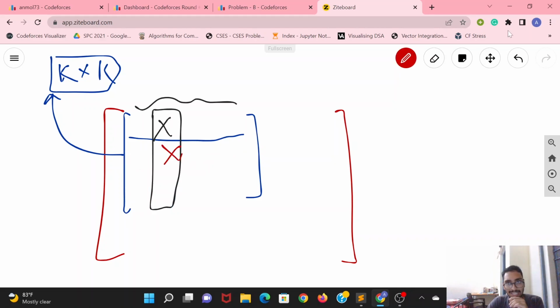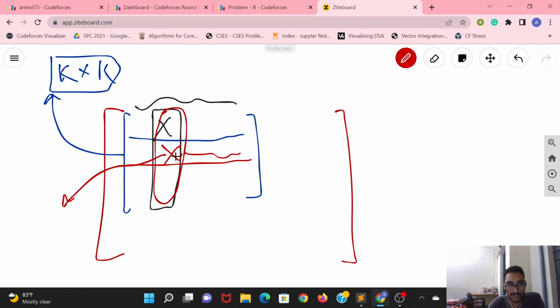Okay, so suppose I put the x here. Now this row is getting covered, but I observe that only this row is getting covered. We are not getting any additional column by this, because this x is covering this column itself, and this column has already been covered by the black x. So the red x is not giving any more advantage.